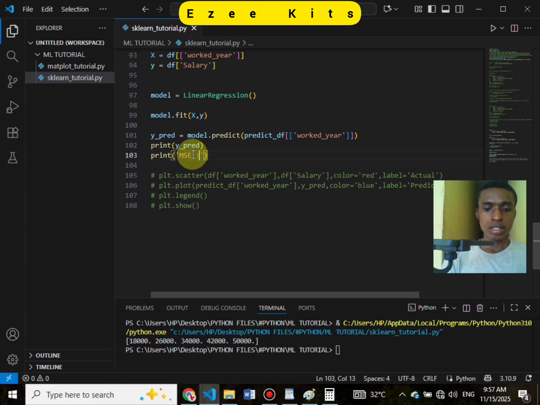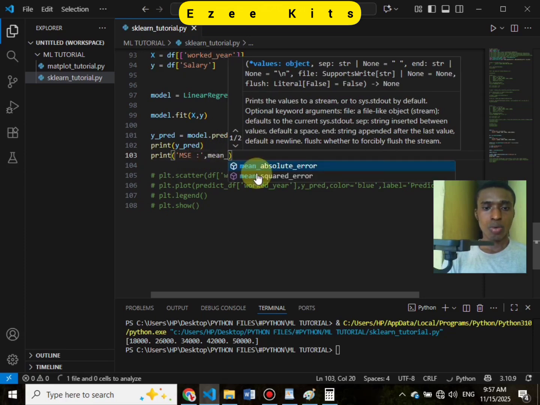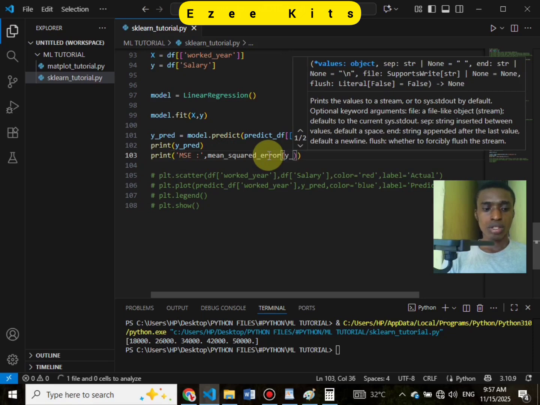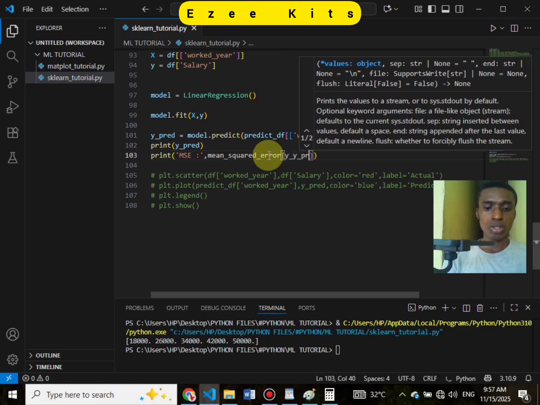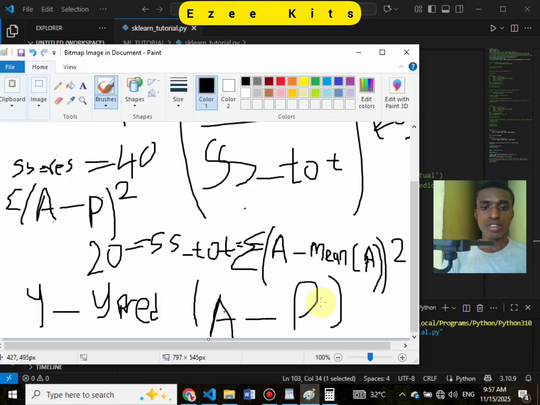Let me just make it. So here is going to be our mean squared error. So it's going to be the y underscore true, comma, y underscore predicted. So this is going to be the y true and the y predicted, like how we actually saw here. The actual minus the predicted, not actual minus predictor.